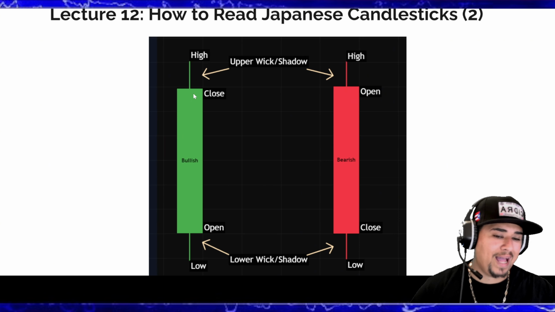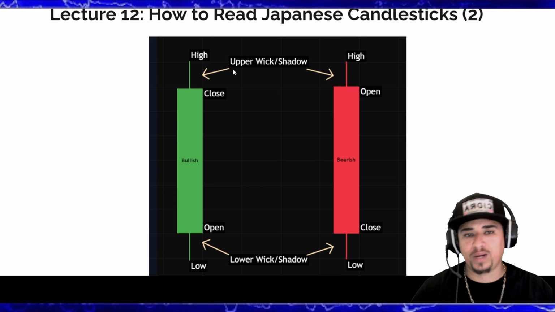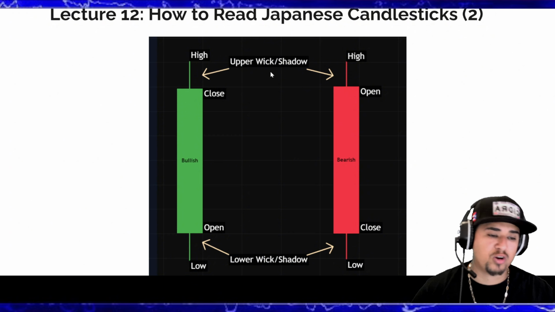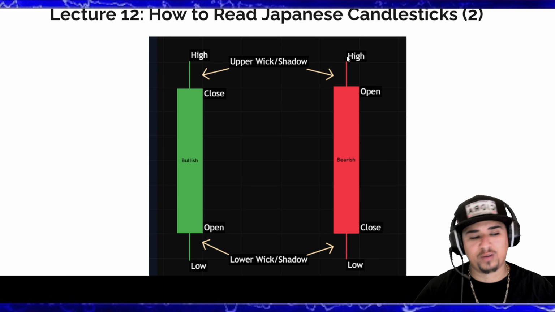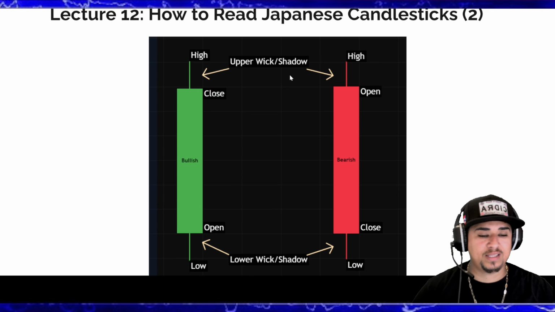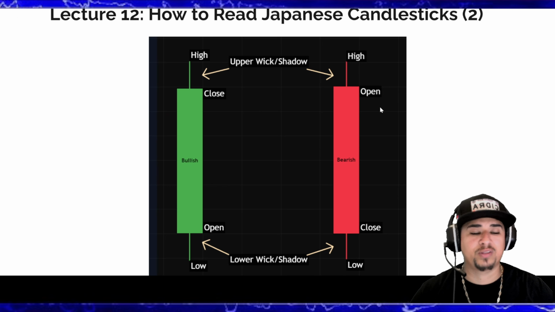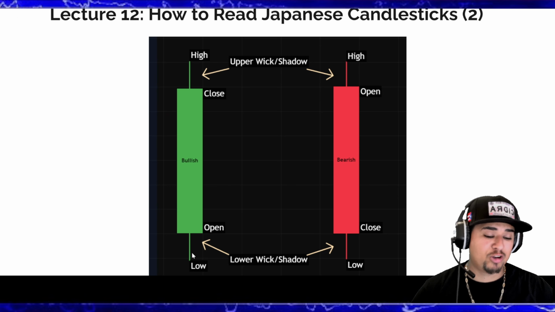So these lines like this, we call them wicks. They're also called shadows. I just always call them wicks. This is a wick right here. You see that? This is the upper wick. The upper wick is obviously on the top of the candle. Upper wick, and lower wick at the bottom. This is the low, high.